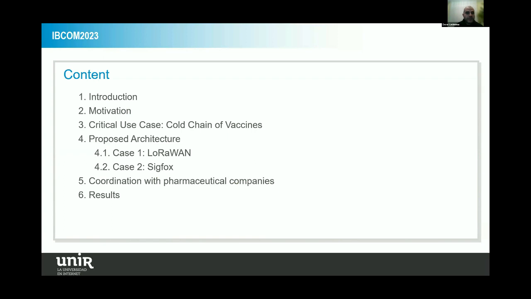In the content, first of all, we will see the introduction, the motivation, the critical use case that we present here, and the proposed architecture for the two different connectivities, LoRaWAN and Sigfox. Later on, we will see the coordination with pharmaceutical companies, because this is critical to deploy this kind of solution in the near future. And finally, we will see the results of this research.